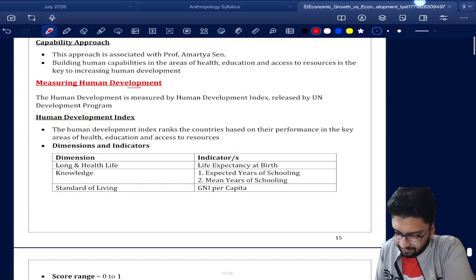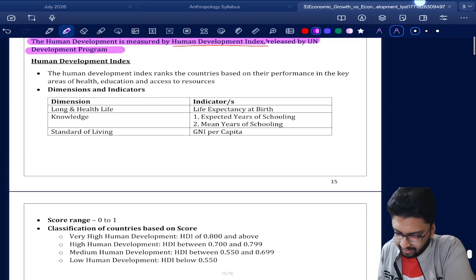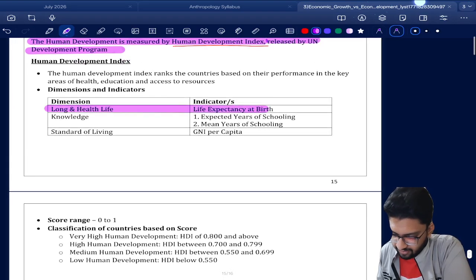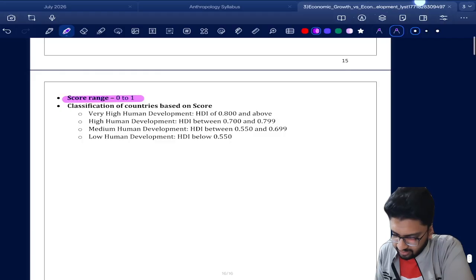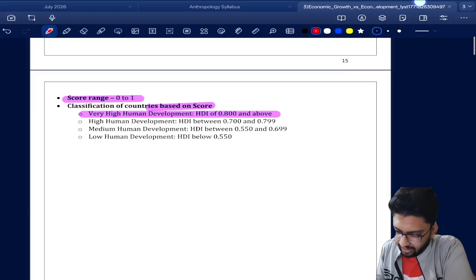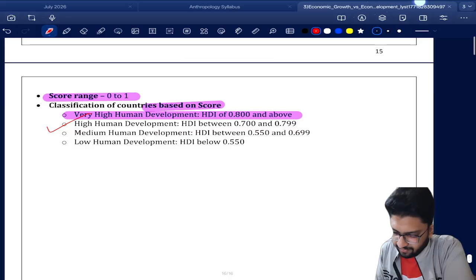Measuring human development. Human development is measured by the Human Development Index by the UN Development Program. Dimensions and indicators. Long and healthy life: life expectancy at birth. Knowledge: expected years of schooling, mean years of schooling. Standard of living: GNI per capita. Score is from 0 to 1. Classification of countries based on score. High human development, HDI 0.8 and above. High human development 0.7 to 0.79, and very low human development is below 0.55.